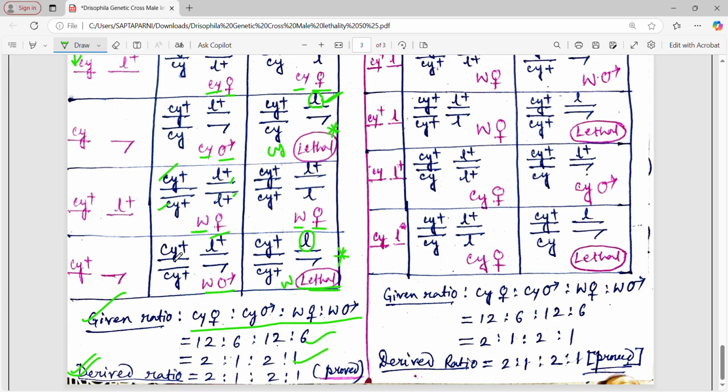Here from our cross we can also see there are 2 Curly females. See, these two are 2 Curly females. So Curly females are 2 in number. Then how many Curly males are there? There is only a single Curly male, so it is 1 in number.